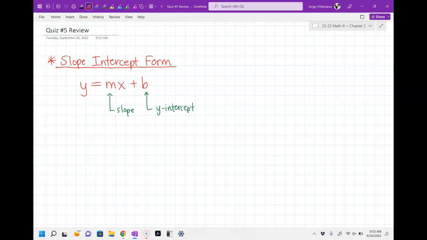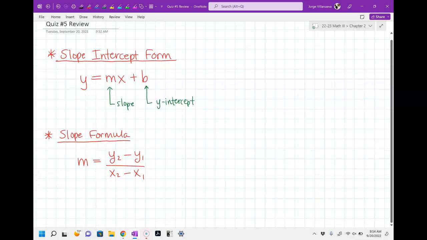The next thing you need to make sure that you know, and it's going to be used for some questions, is your slope formula. Okay, your slope formula, which is m equals y sub 2 minus y sub 1 over x sub 2 minus x sub 1.